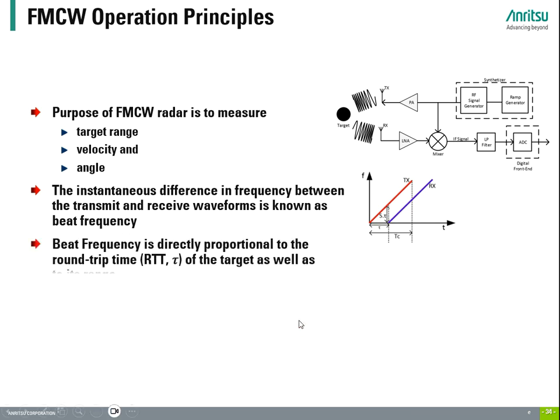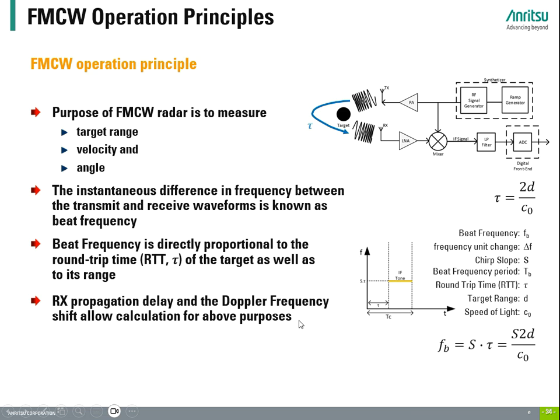The beat frequency on the IF level, the visible yellow line here, is directly proportional to the round trip time tau of the target as well as its range. Received propagation delay and Doppler frequency shift allow calculations for our above given purposes.